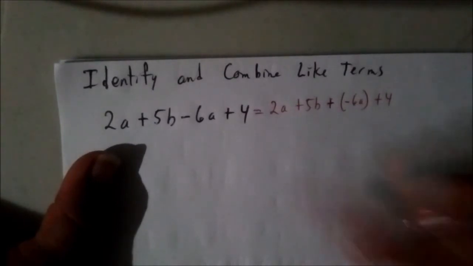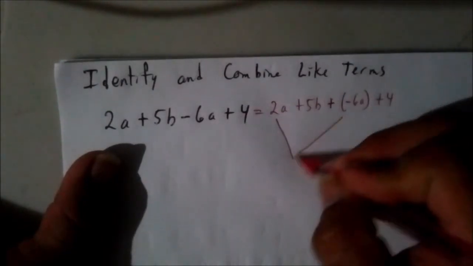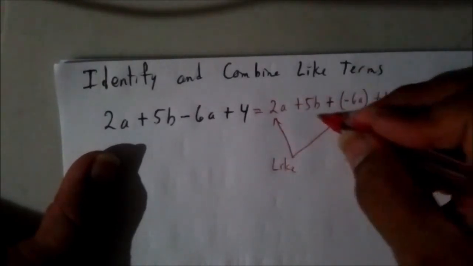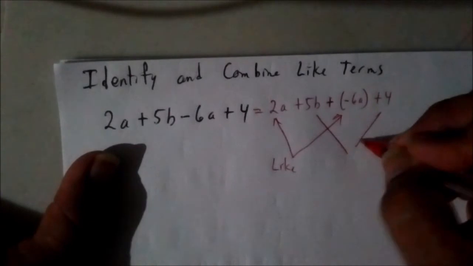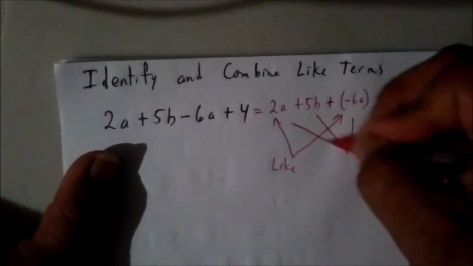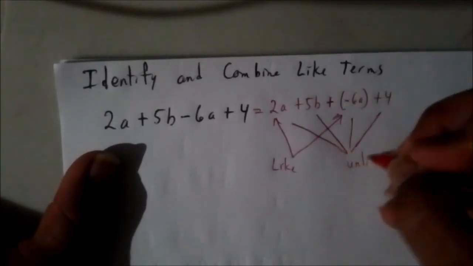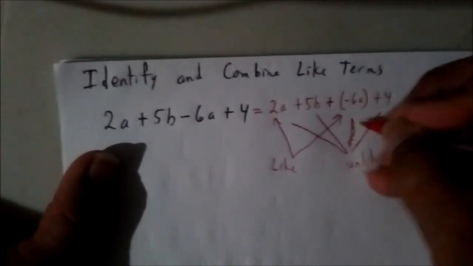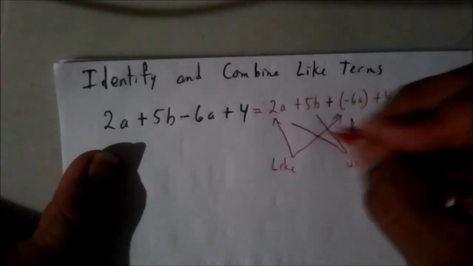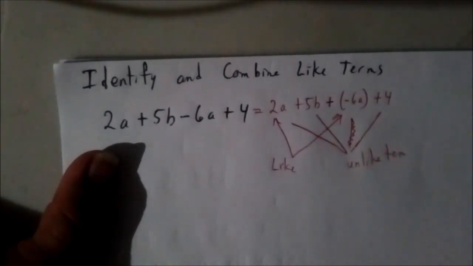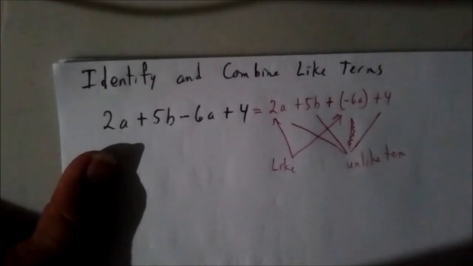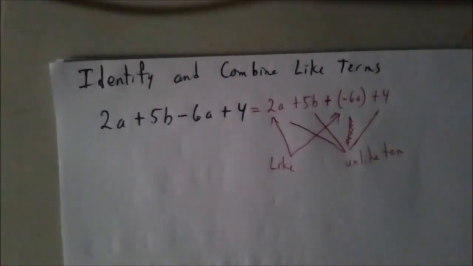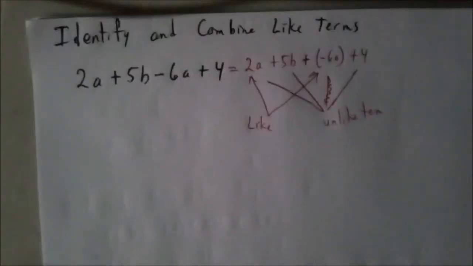So let me write it here. Like terms, unlike terms. Oops, let me take this out. So I could include this one here and exclude this one here. The point is that those are unlike terms. Okay, so we have like terms and unlike terms. So let me give a definition for like terms before I continue to combining like terms.